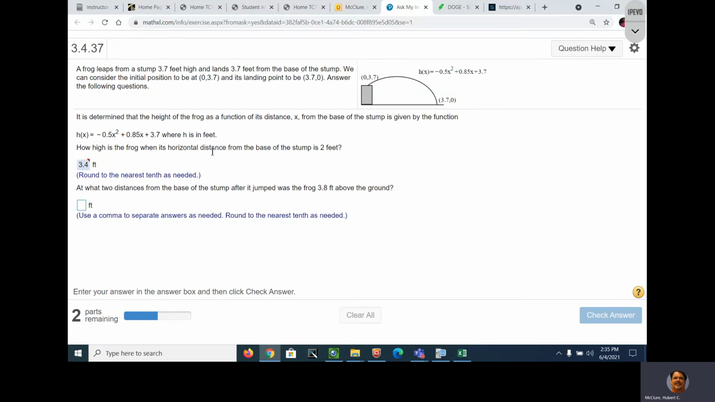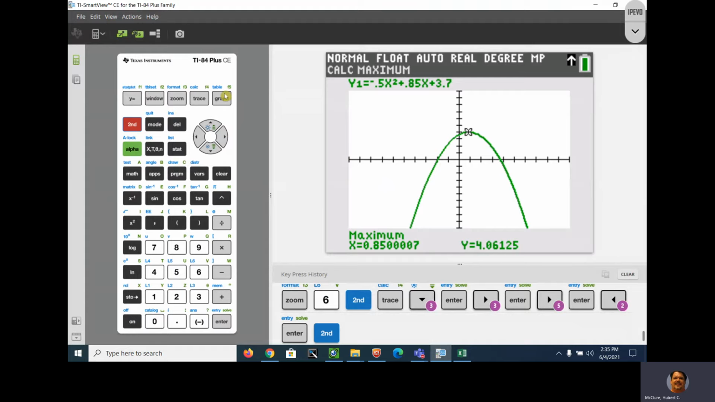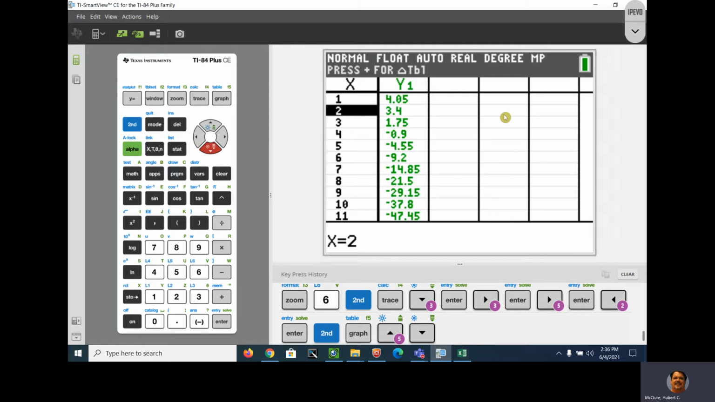How high is the frog when its horizontal distance from the base is 2 feet? So at x is equal to 2 feet. You pull up the handy dandy calculator and you type in second graph or table and you find 2 feet. At 2 feet, he is at 3.4 feet. And that's second graph, which is table. All right, let's see what else they ask.